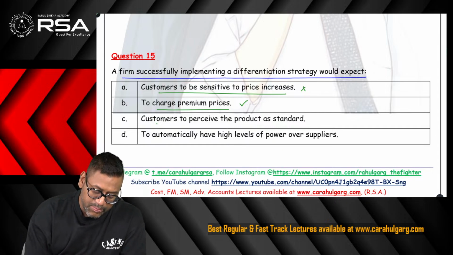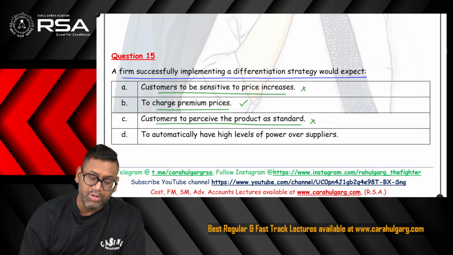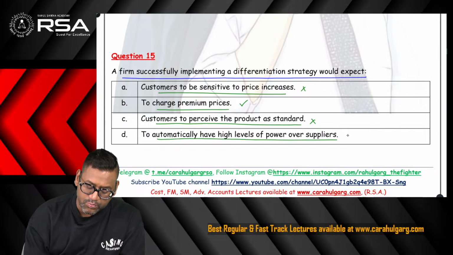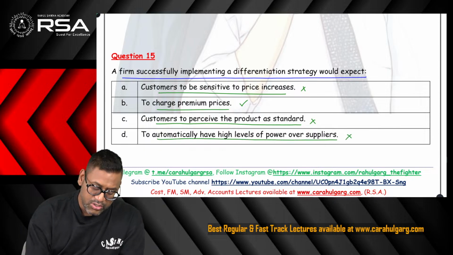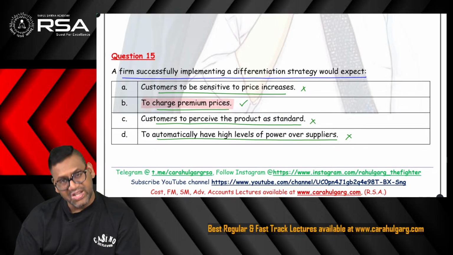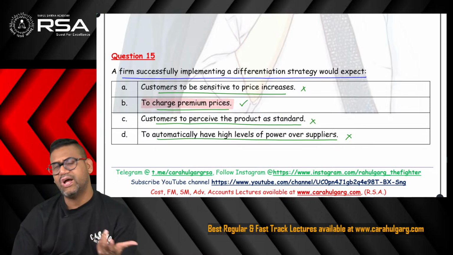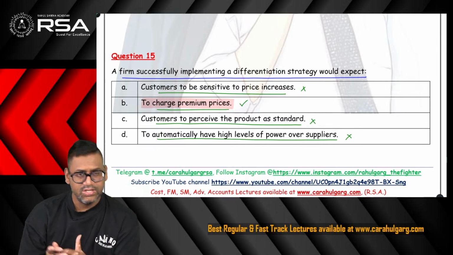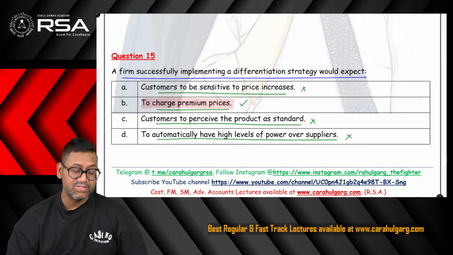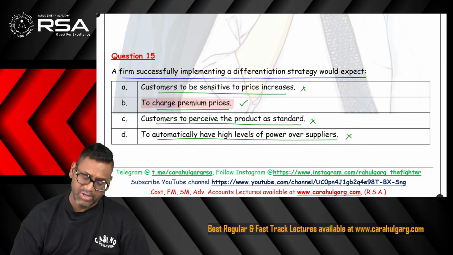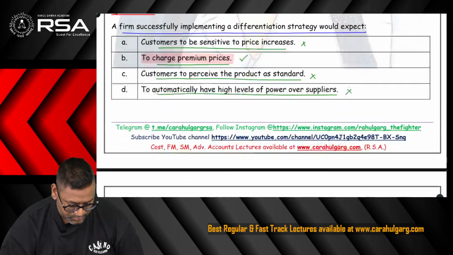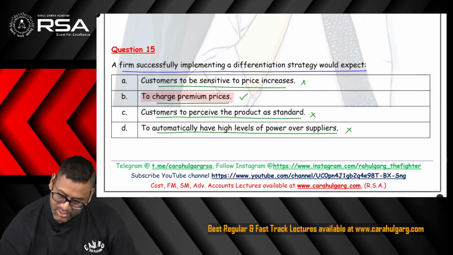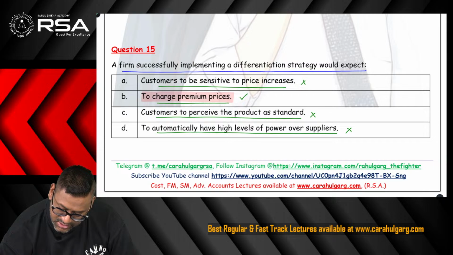If you are in differentiation, if you're providing a differentiated product, you can definitely charge the premium price. You will expect customers to perceive the product as standard? Not at all, my product is not standard. You will expect them to automatically have high levels of power or supply? No, not a connection, not at all a connection. So the best option is to charge the premium prices if you are offering a differentiated product, just like Apple products. They are offering a MacBook Pro, which is very much different from all the Windows laptops. So this is a differentiated product and they are in a position to command the premium prices as well. No, 15th answer is not C, 15th answer is B. They will charge the premium prices, child.